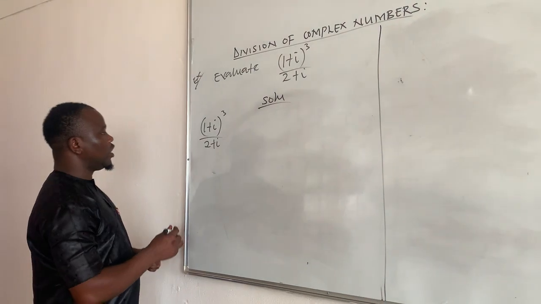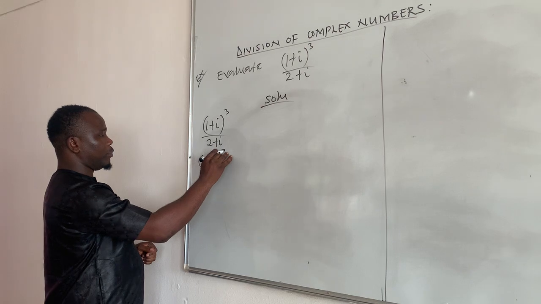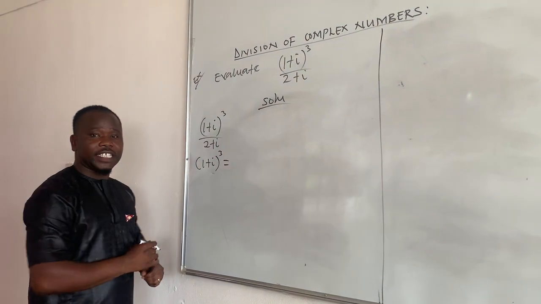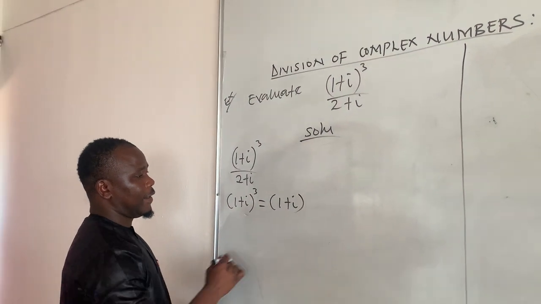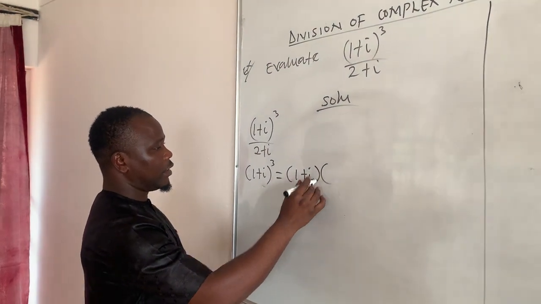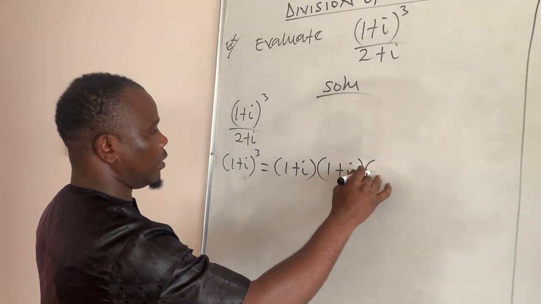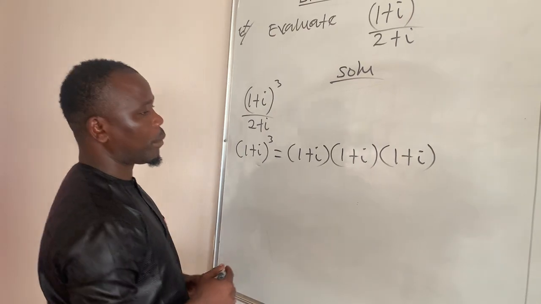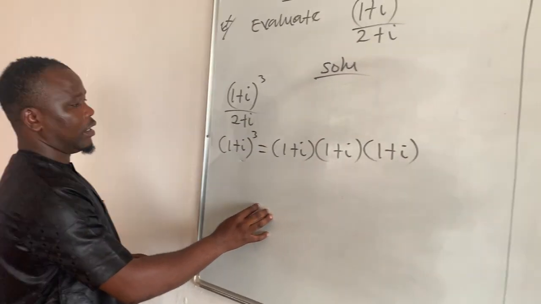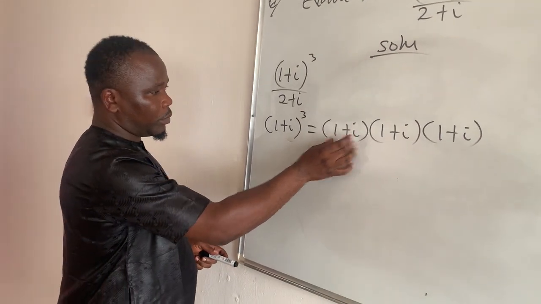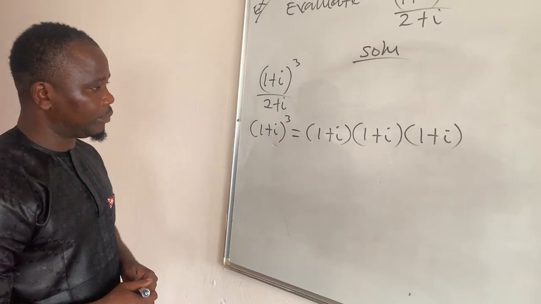It implies that (1 + i) raised to the power of 3 is the same thing as, in mathematics, (1 + i)(1 + i)(1 + i). It means this is the same thing as this. We are going to use this bracket to multiply this bracket and this bracket.